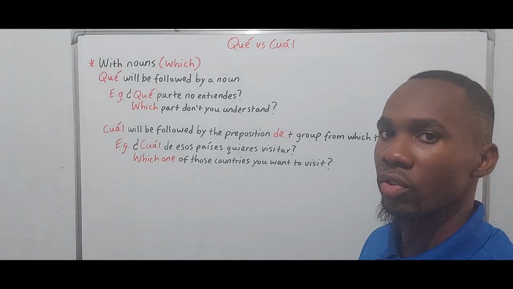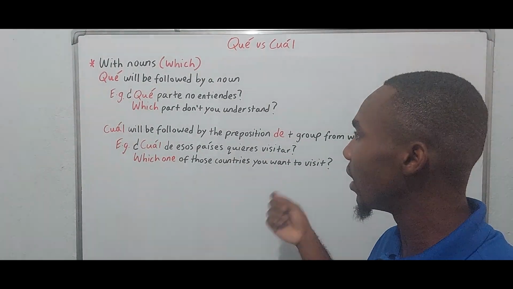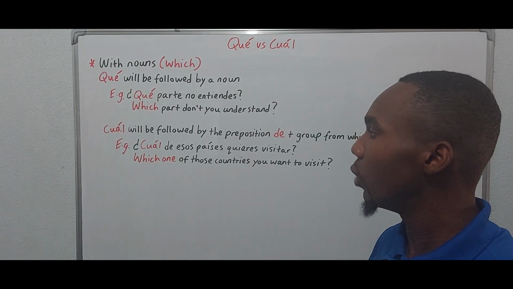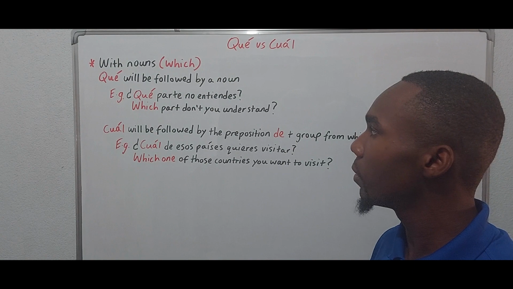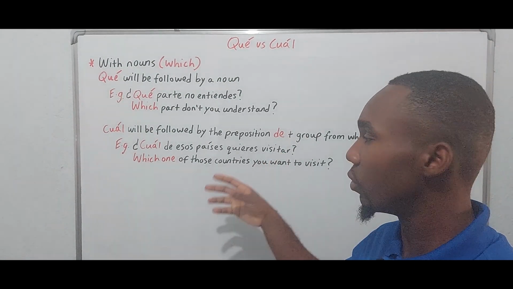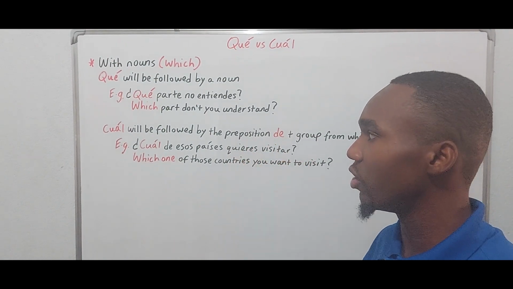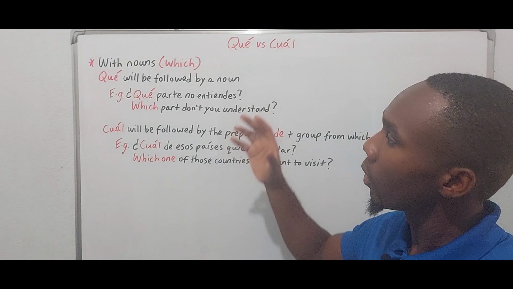You can't say ¿qué de esos países? No. So, ¿cuál de esos países quieres visitar? Which one of those countries do you want to visit? Yep. So, when we're using que or cuál with nouns, this is what we have to pay attention to, right?